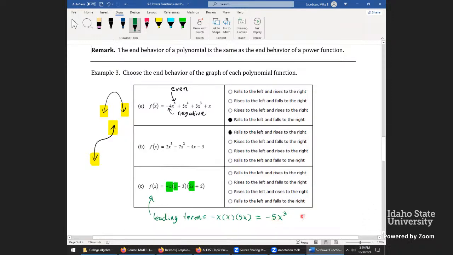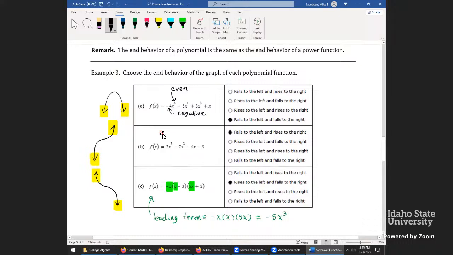Leading coefficient is negative, the power is odd. So this time it's going to look more like this. Almost like part B, but the whole thing is inverted because of that negative 5. We flipped it across the x-axis. So to the left, it's rising. To the right, it's falling. And let's see, where does that fall? Rises to the left and falls to the right. We'd be on this option right here. On the left, it's going up, so we have rises to the left. On the right, it's going down, so we have falls to the right.